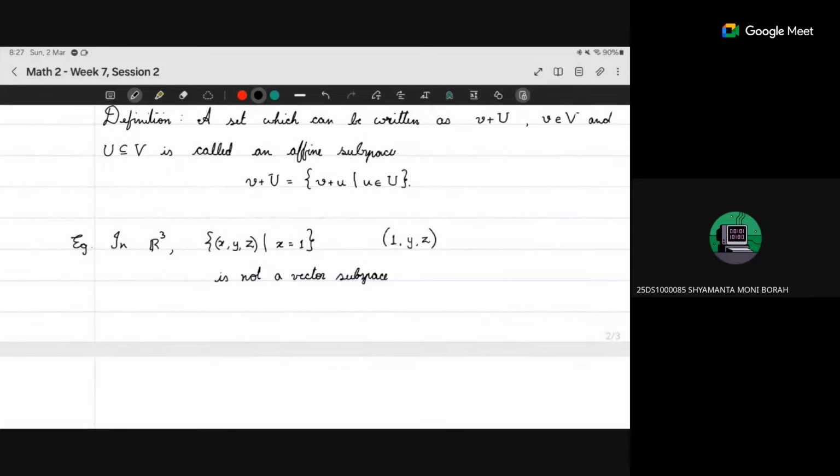But this is still a plane which does not pass through the origin. Every point is of this form, and I can write these points as 1, 0, 0 plus 0, y, z. Now, what is 0, y, z? It is the plane x is equal to 0, or the yz plane. So the yz plane is a vector subspace, and you're adding this fixed vector 1, 0, 0 to it to get the plane x is equal to 1. So this is an affine subspace.